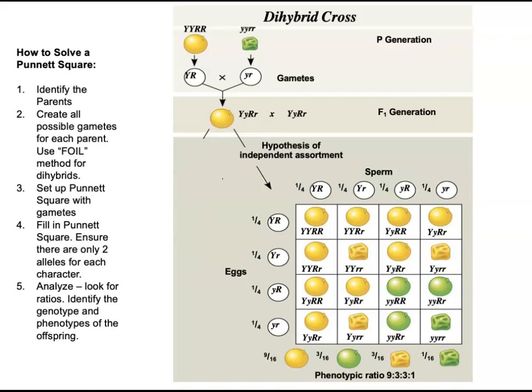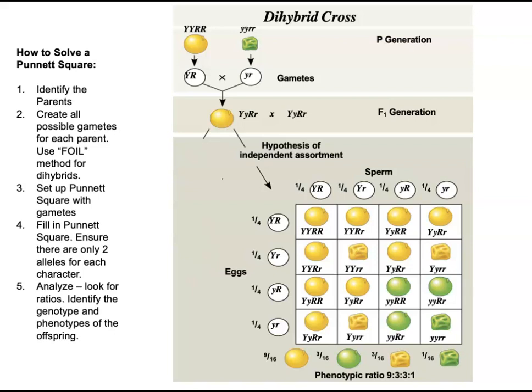Step 2 is to create all gametes possible for each parent. These are both true breeders. True breeders only produce one kind of gamete. We see the homozygous dominant individual creates the gamete big Y, big R, and the homozygous recessive individual creates the gamete little y, little r.